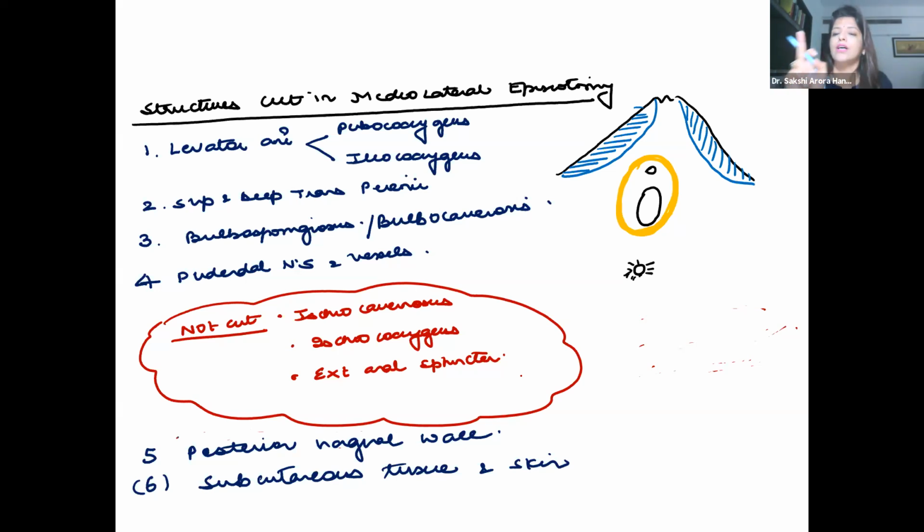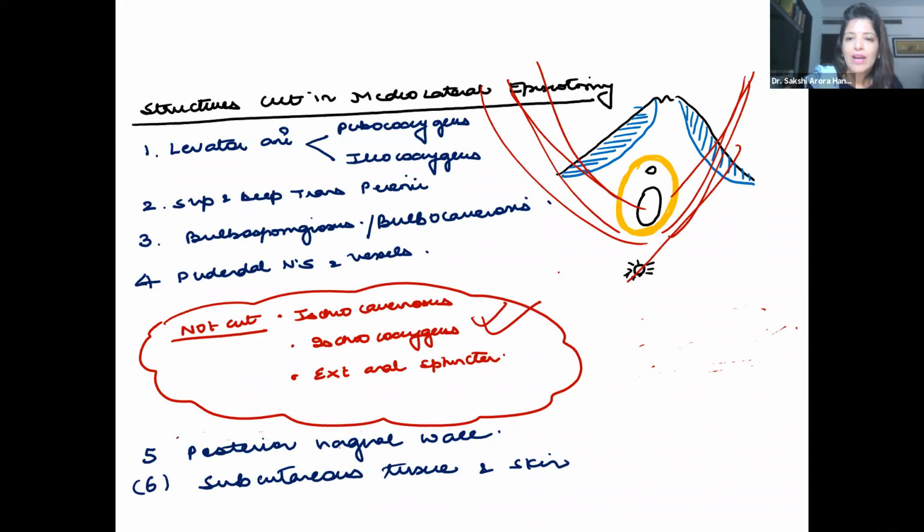Ischio-coccygeus is not a part of levator ani muscle. So ischio-coccygeus will never get cut when you give a mediolateral episiotomy, right? So this is how levator ani muscle is. Number one muscle which you are going to cut when you give a mediolateral episiotomy is the levator ani muscle. The deepest muscle will be the levator ani muscle, and the iliococcygeus and pubococcygeus will be cut, right? Now, which other muscle are you going to cut?